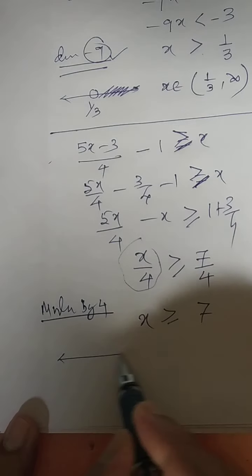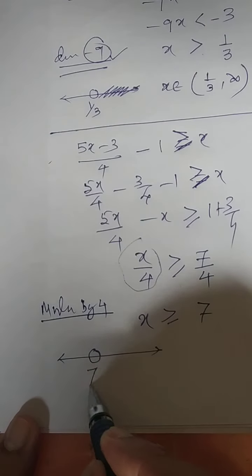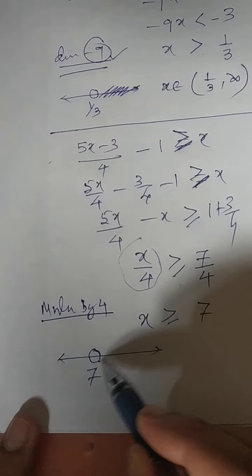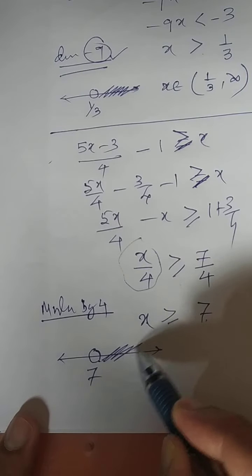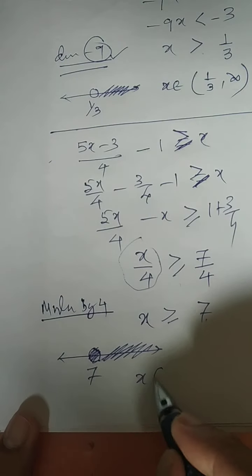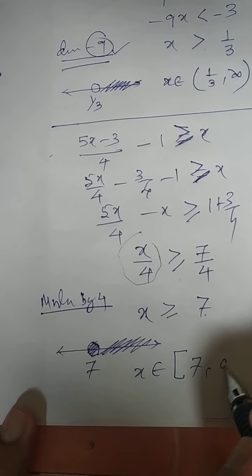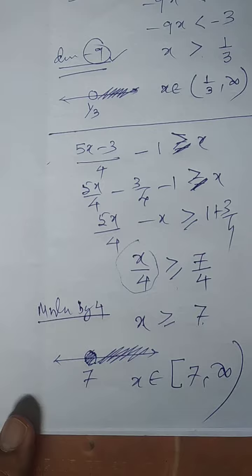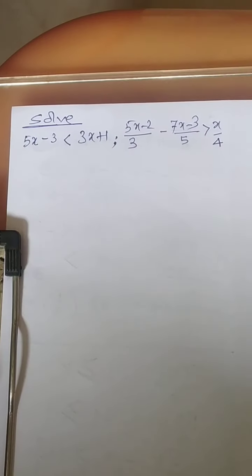If you want the pictorial form, 7 is a number. Which side will be the solution? x is greater than 7. This is the solution. Shall I include 7? Yes. So your solution will be x belongs to 7 to infinity. Look at the next question.